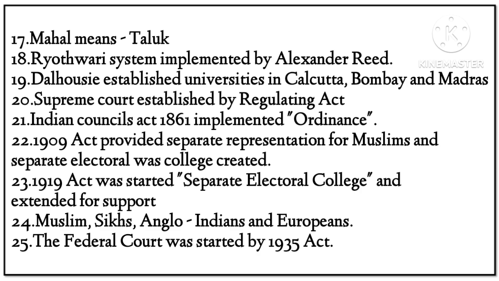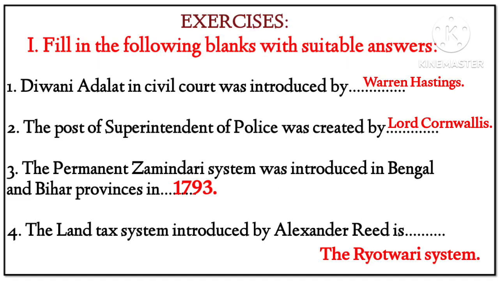1909 Act provided separate representation for Muslims, Sikhs and Europeans and created Electoral College. 1919 Act started separate Electoral College and extended support for Muslims, Sikhs, Anglo-Indians and Europeans. The Federal Court was started in 1935 Act.